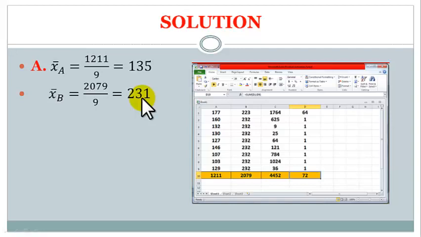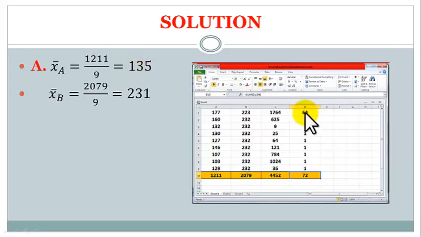Now, to calculate the standard deviation of the two sets of data, we have to find the sum of squares of the deviations from their means. To do that, in cell C1, type this command, equal to, in bracket, A1 minus 135, bracket cap 2. Then press enter. This value will appear, 1764. That is the square of the deviation of 177 from the mean 135.